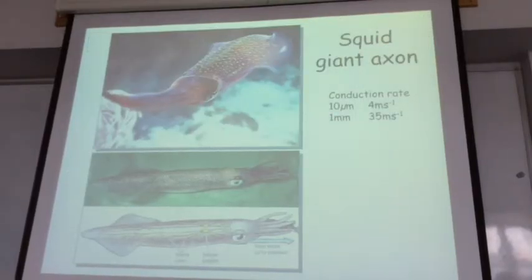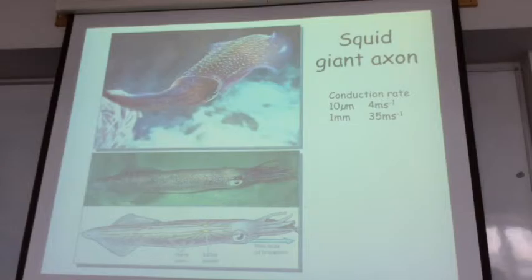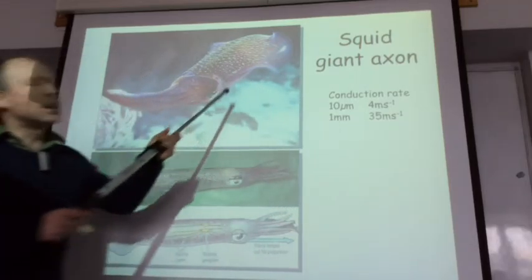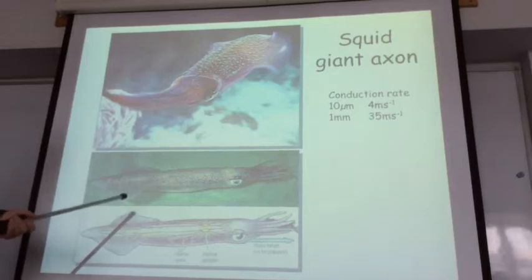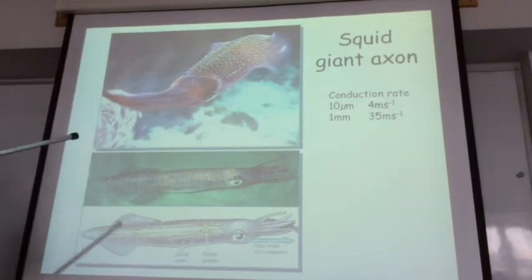So, two ways that you can make a nerve conduct faster. Well, you can't make it; nature has made it go faster. The first is to have a very fat axon. A lot of the electrophysiology that was done to understand how the nervous system works was done on a squid's giant axon. For a long time, I thought it was a giant squid axon until I discovered it was the giant axon from a squid.